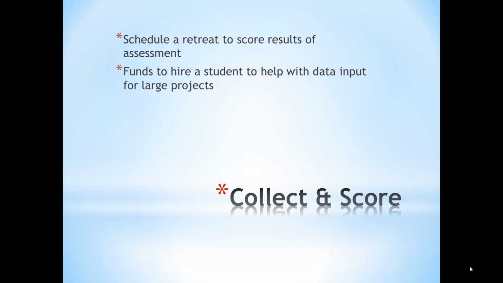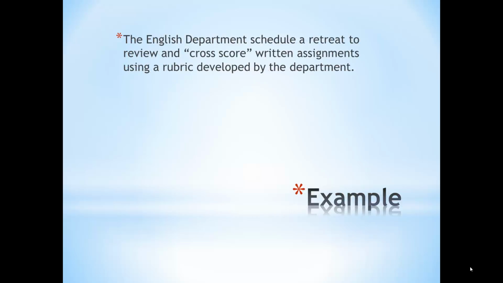In the collect and score stage of assessment, you can schedule again a retreat to score the results of the assessment that happened. You can use funds to hire a student to help with data input for very large projects. You cannot pay faculty members to do anything related to assessment, adjuncts or full-time faculty, but again, you can hire students for that purpose. My example here is the English department. They scheduled a retreat to review and cross-score written assignments using a rubric that had been developed by the department.